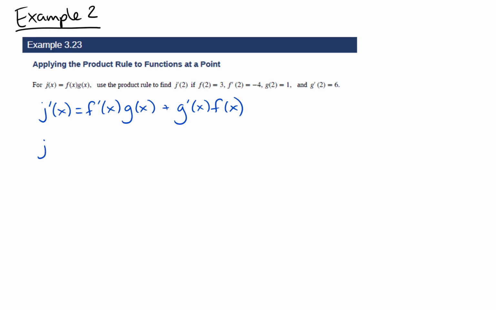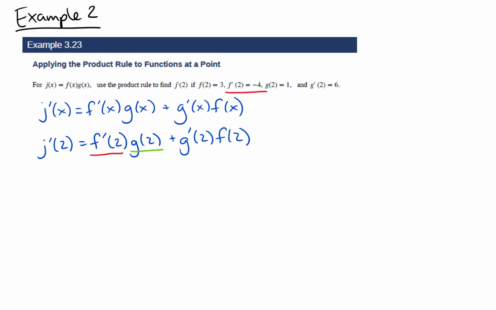Now I go ahead and substitute our given x value of 2. So j prime of 2 equals f prime of 2 times g of 2 plus g prime of 2 times f of 2. And it's key that we do that substitution after we have taken the derivative. And now we just look for which values to substitute based on the information we were given. So f prime of 2 equals negative 4, g of 2 equals 1, g prime of 2 equals 6, and f of 2 equals 3.